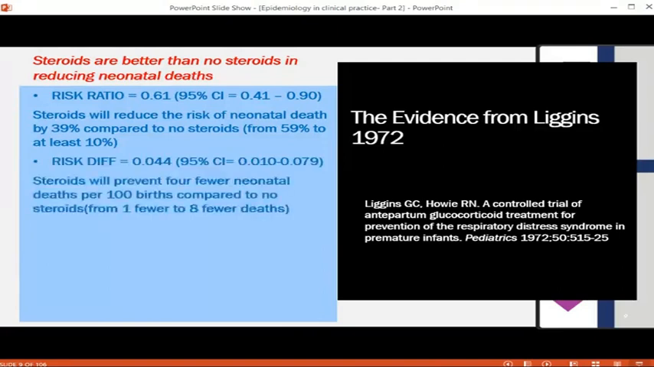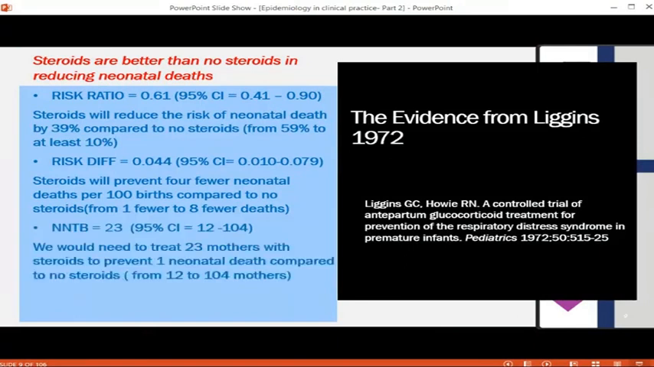Another way of looking at it is how many neonates would be prevented from dying. This is the risk difference, which is the risk in one group minus the risk in the other group. And it's 0.044. So if you look at it in terms of number of deaths prevented per 100 neonates born, then it will be 0.044 times 100 and rounded off. So this will show that steroids will prevent 4 fewer neonatal deaths per 100 births compared to no steroids, which from the confidence interval ranges from 1 fewer to 8 fewer deaths.